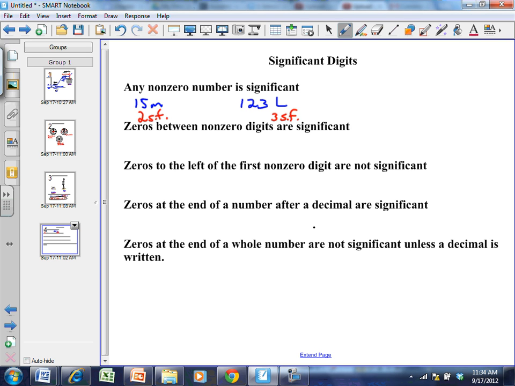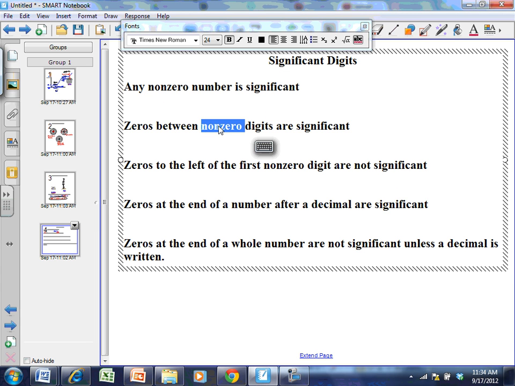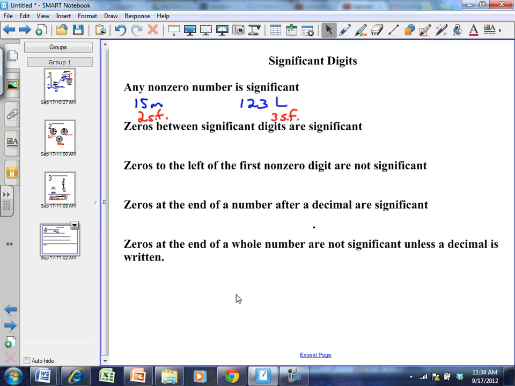Okay, rule number 2, zeros between non-zero digits are significant. In fact, actually, I'm going to change that to zeros between significant digits are significant. And you'll see why in a second. So far I have non-zeros are significant and zeros between them are. So 105 liters, that's three significant figures, three significant digits. Okay, 2002 feet, that's got four significant figures.